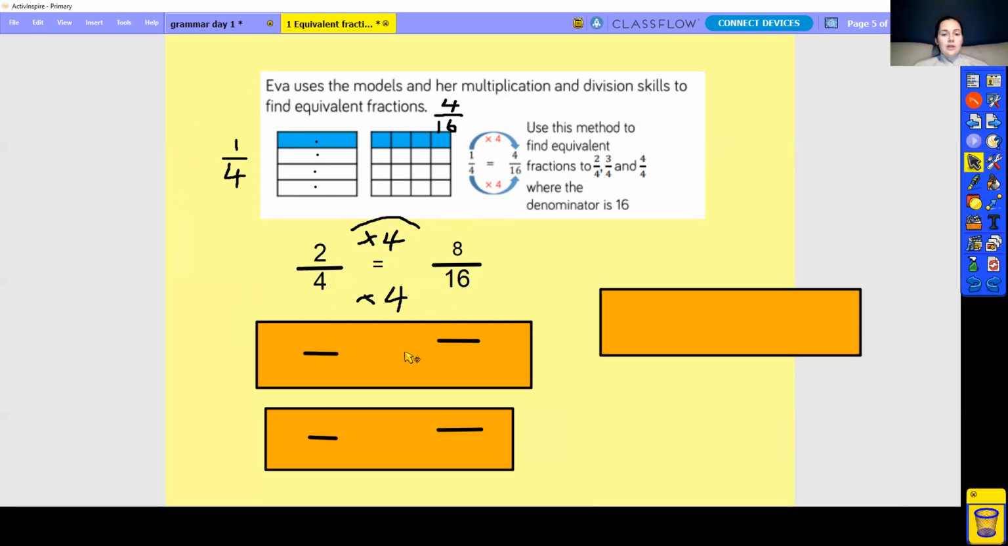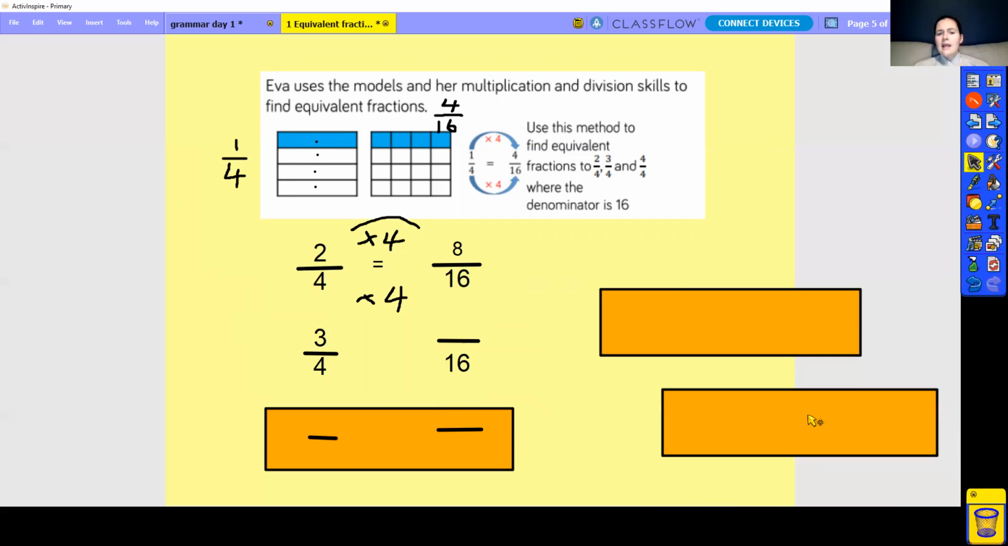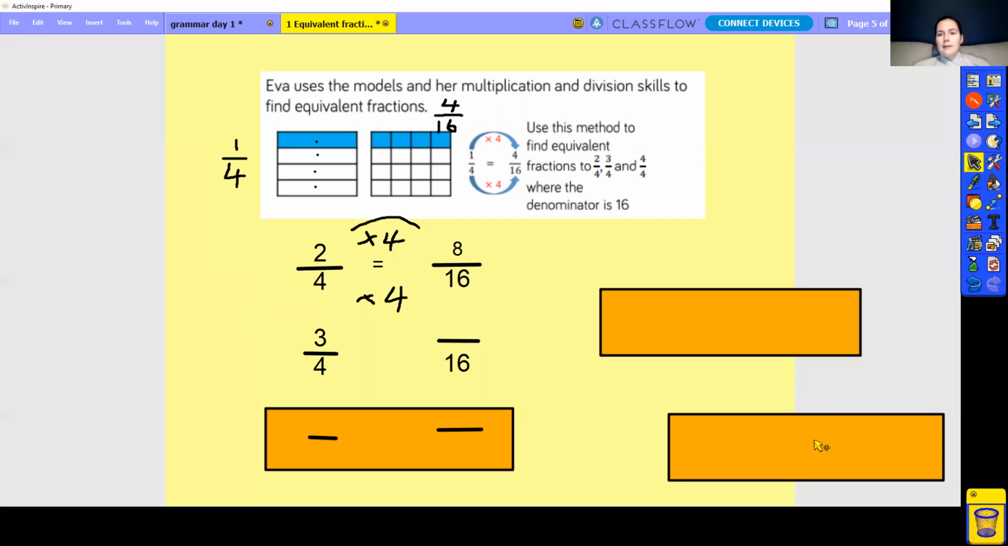So let's have a look at the second one then. You've got 3/4, and then you have got something over 16. So I want you to have a go now on your whiteboards or on your pieces of paper. I want you to pause this video and have a go at that. So what would 3/4 be as an equivalent fraction if it was over 16?